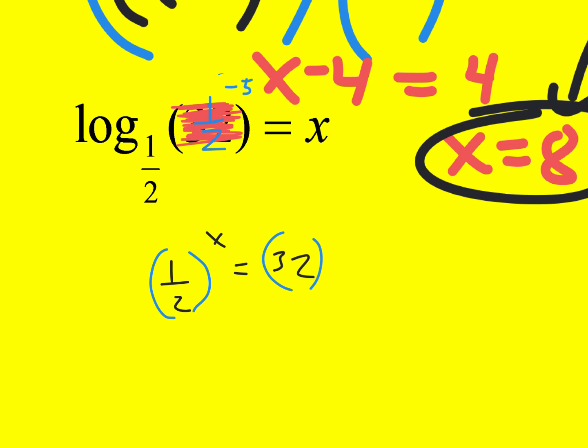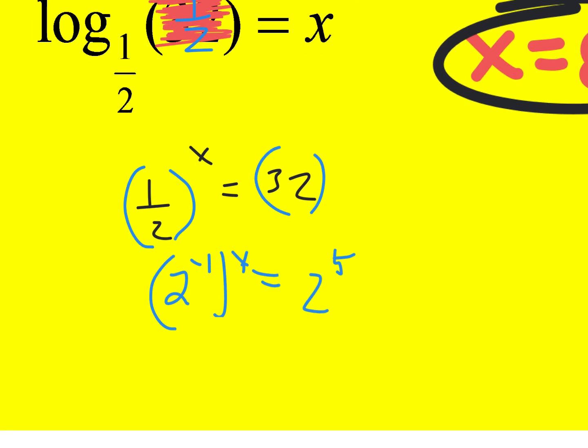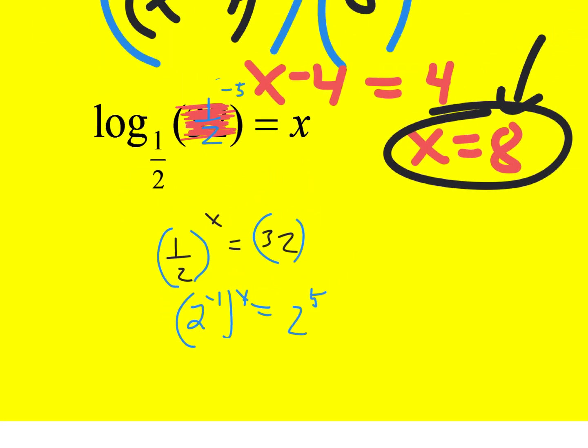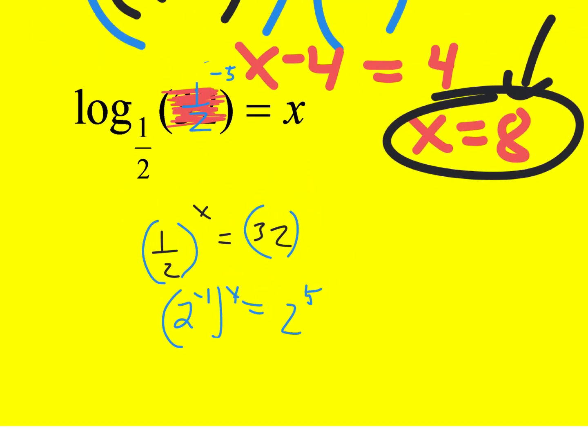Would you have rather instead made this have a base of 2 and this have a base of 2? We had a test like that. You remember that test? Where we didn't know logs yet? And we could have made this 2 to the -1. And this could have been 2 to the 5th. And then you could have solved it that way. And guess what? The answer is still the same thing. It's -5. -x equals 5. There was a negative I just drew over there. Careful with that.